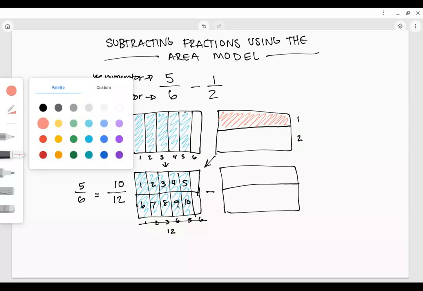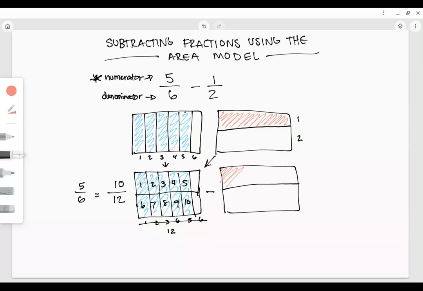And again, we're going to do the same thing, and we're going to shade in one out of the two pieces that we have to represent 1/2. But now we're going to take this fraction that we had here, and we're going to bring it down here. So that means we have to break it down into 6 pieces again, like we did previously. So that's 1, 2, 3, 4, 5, 6.